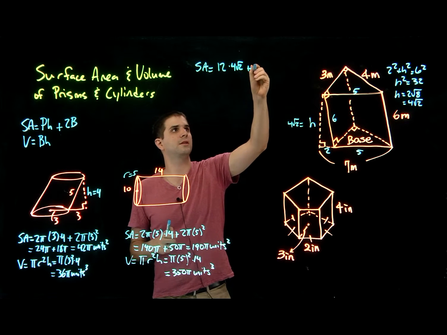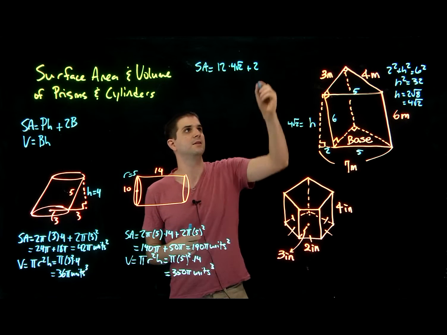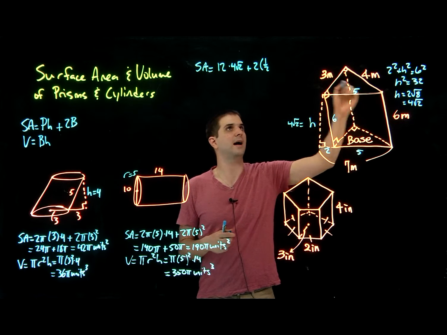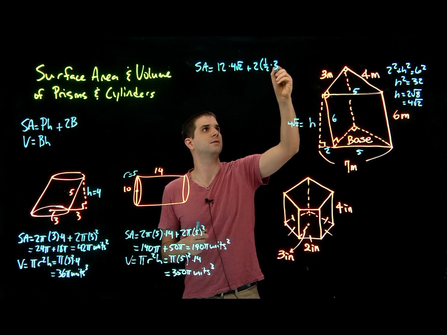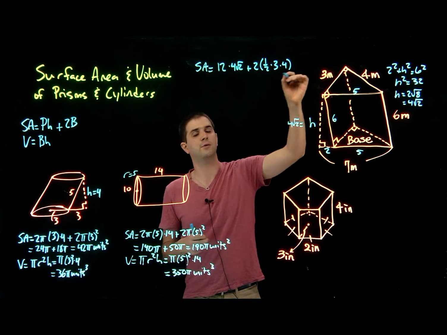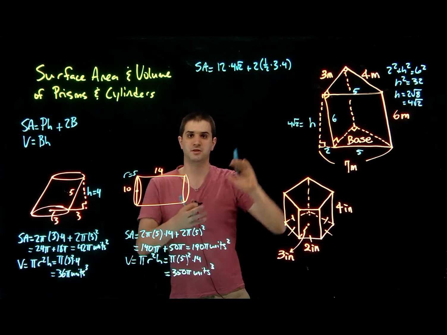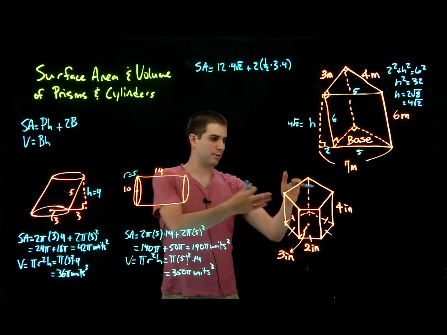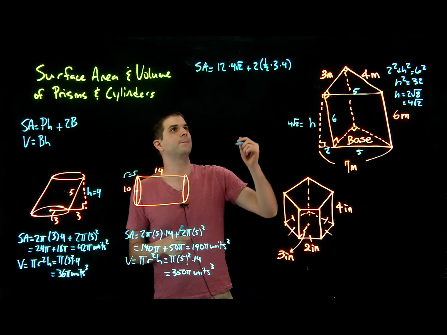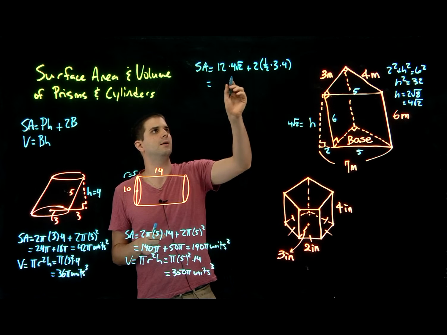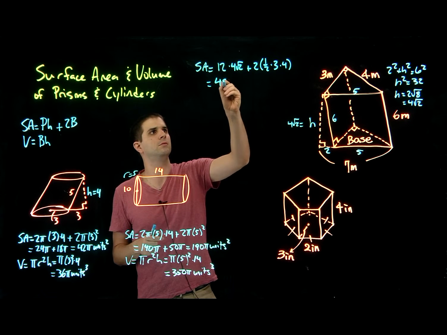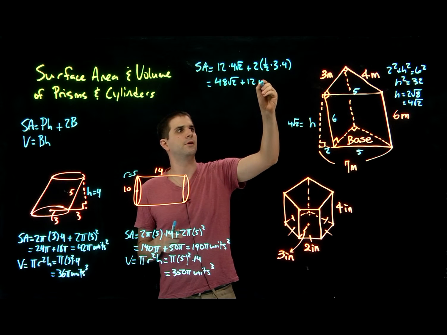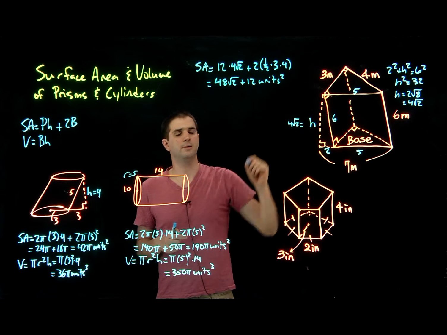plus 2 times the area of the base. Well, the area of the base is 1/2 times the base of the triangle times the height of the triangle. Again, you have to be careful here with this base because it's changing. There's not one base. It can be a triangle or here's a pentagon, so you've got to be careful there. So this equals, looks like 48 root 2, and this is plus 12 units squared.